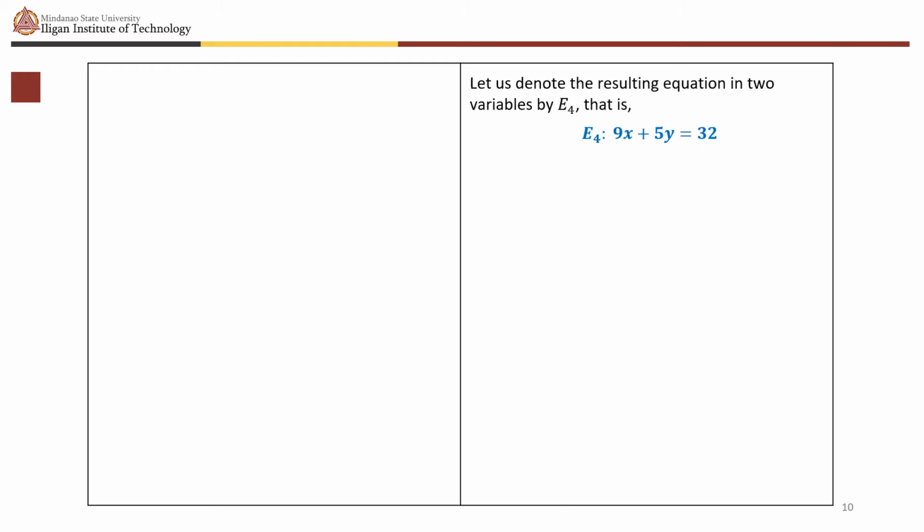Now let us denote the resulting equation in two variables by E sub 4. That is, our E sub 4 now is 9x plus 5y equals 32.